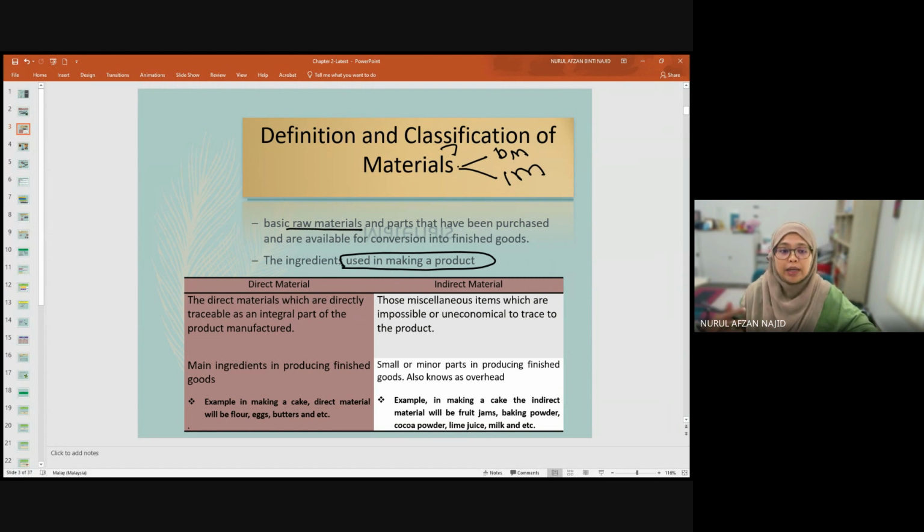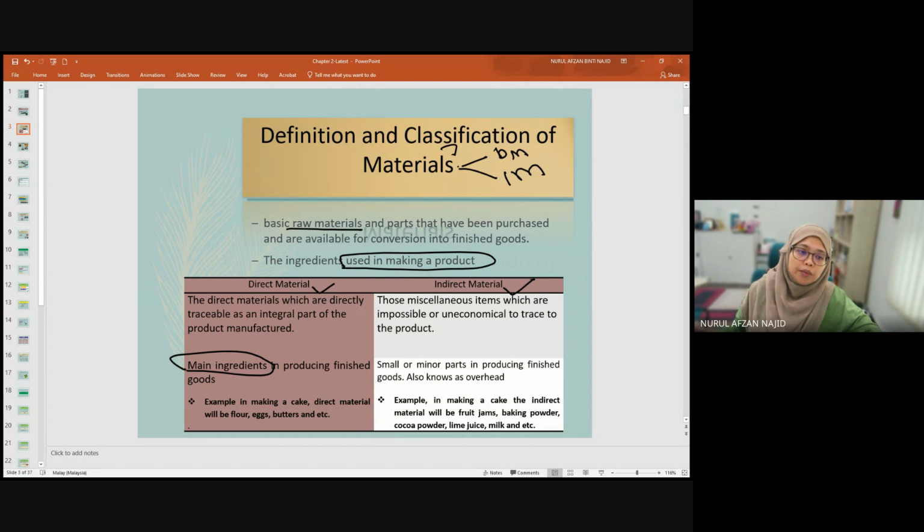So it depends what a product that you want to produce. So different product will use different ingredient. Okay, so the ingredient itself is called as material. And the material would be categorized into two types, which are direct material and also indirect material. So direct material is a main ingredient. So this is the keywords. Okay, so kalau you nak define what is direct material. So direct material is a main ingredient in producing a finished goods.